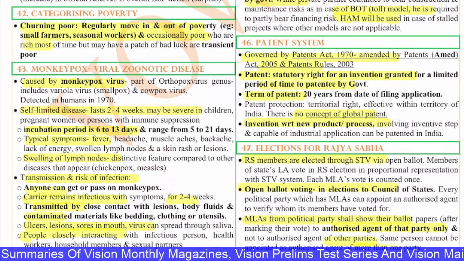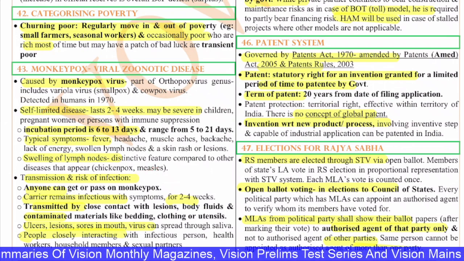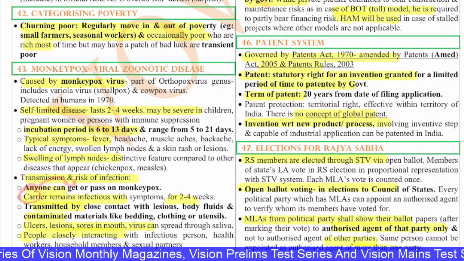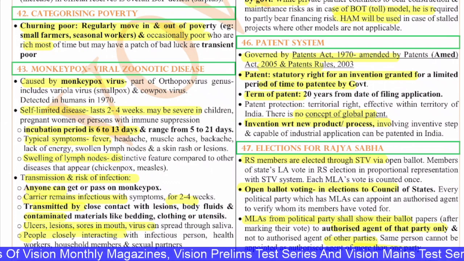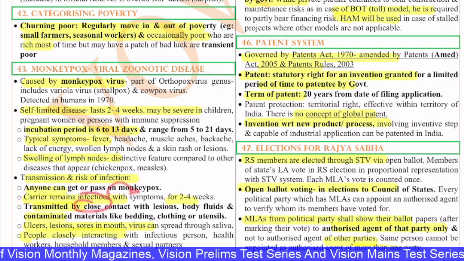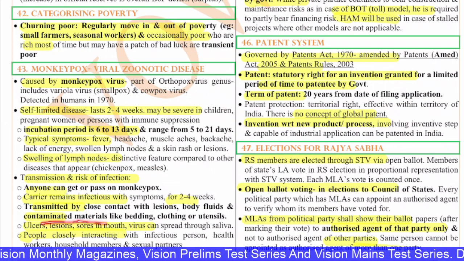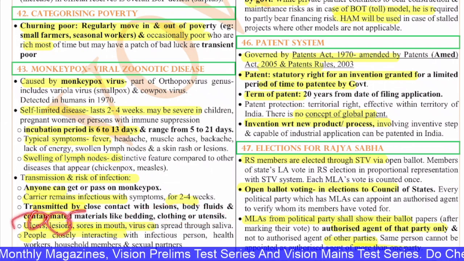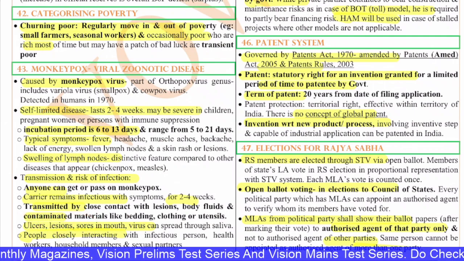And the transmission and risk of infection, if you see, anyone can get or pass on monkeypox. The carrier remains infectious with symptoms for 2 to 4 weeks, transmitted by close contact with the lesions, body fluids, and contaminated materials like bedding, clothing, and utensils. Ulcers, lesions, sores in the mouth, and through this the virus can spread even through saliva.